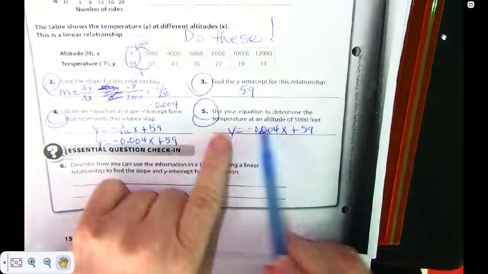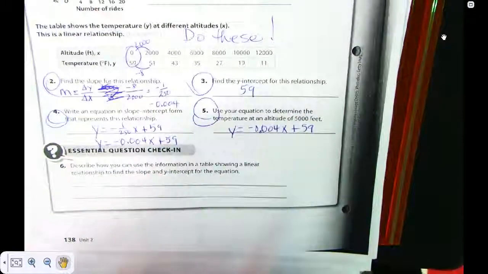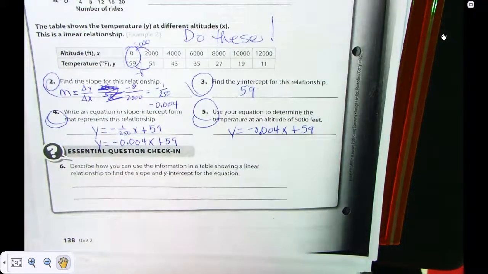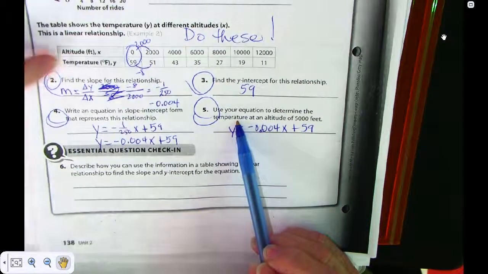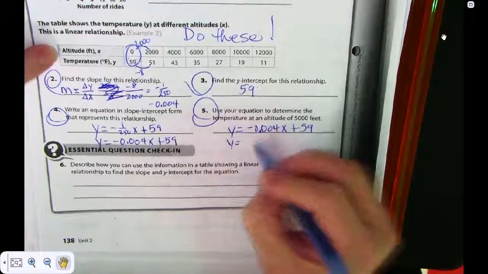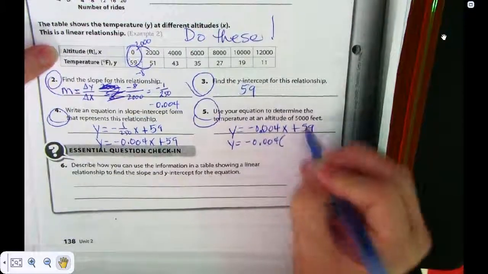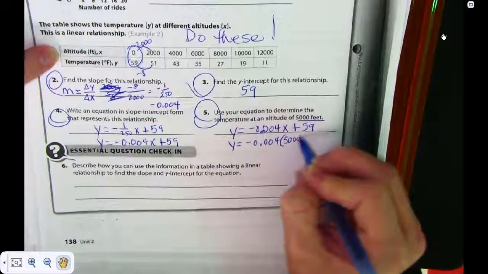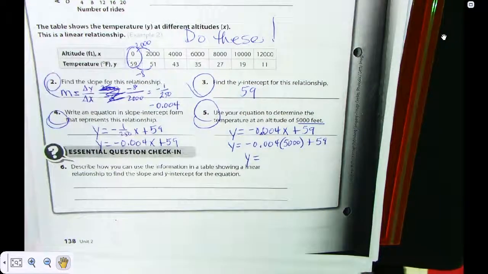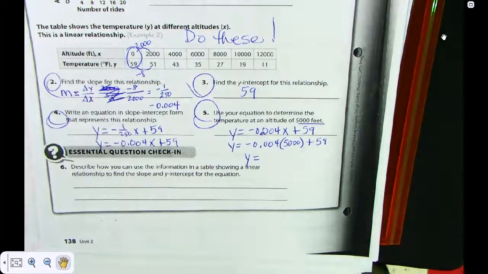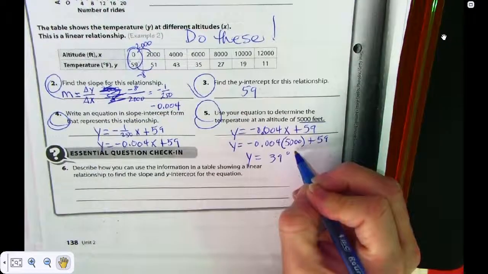So remember what I said, we've got to know what the y and the x stand for. If you don't, then you're going to put the wrong thing in there. So I want the temperature. Which one's the temperature? The y. So I'm finding the temperature when the altitude is 5,000. So y equals. What'd you get? Okay, 39 degrees Fahrenheit. Good job.